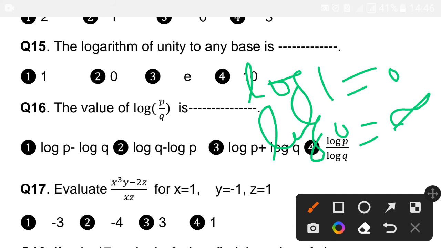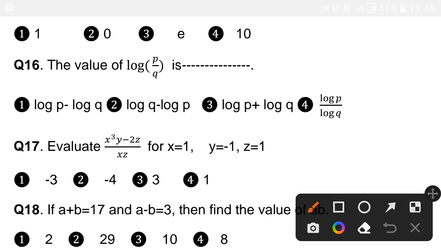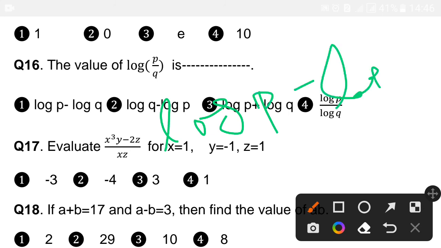It is a very commonly asked question, so learn this by heart: log of 1 is equal to 0. Now, the value of log p over q. This is the theorem or formula for calculating the logarithm of the quotient or ratio of two numbers or two expressions. So log of p by q is equal to log of p minus log of q.